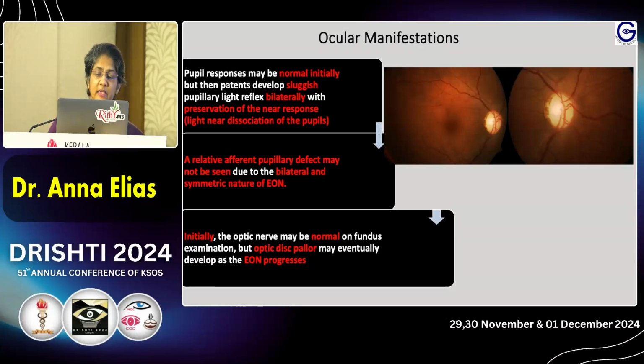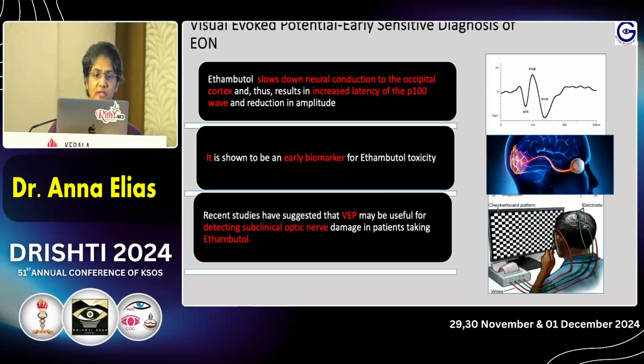The optic disc in the initial stages appears normal, but as toxicity progresses, optic disc pallor will set in. Visual evoked potential is actually one of the most important diagnostic criteria, for early sensitive diagnosis of ethambutol toxicity. Basically, ethambutol slows down the neural conduction to the occipital cortex. So in a VEP, you'll find that there's an increase in the latency of the P100 wave. P100 is the first positive wave at 100 milliseconds. There is increased latency and also a reduction in the amplitude.